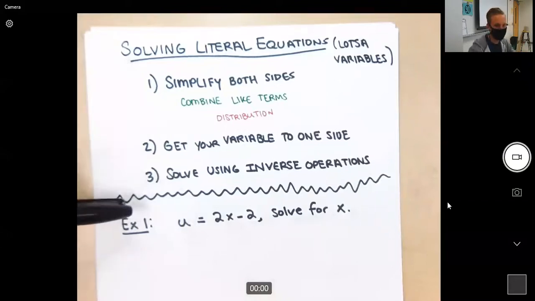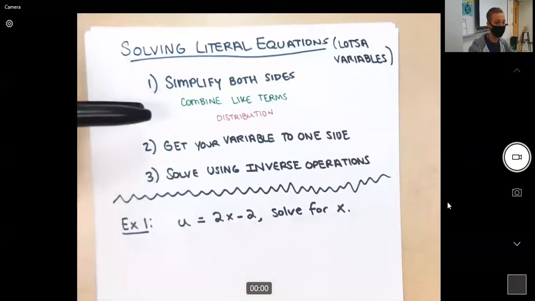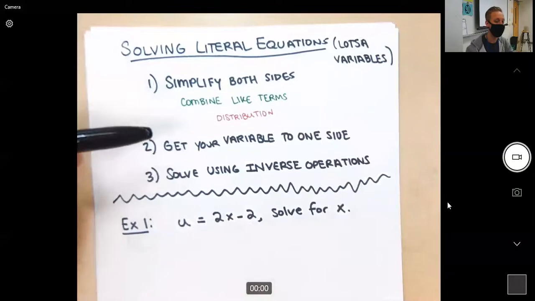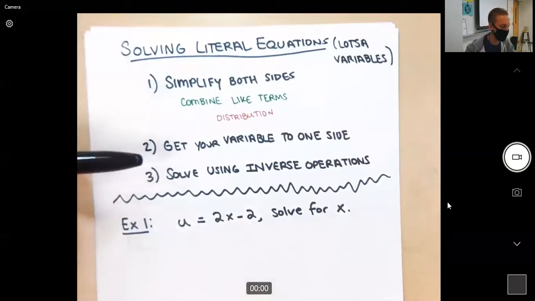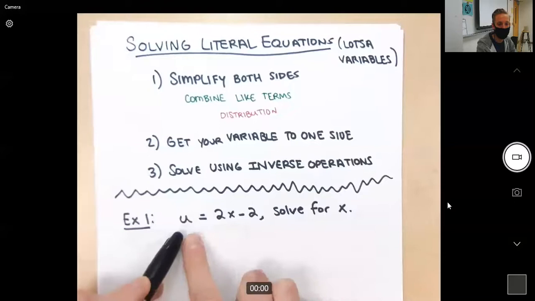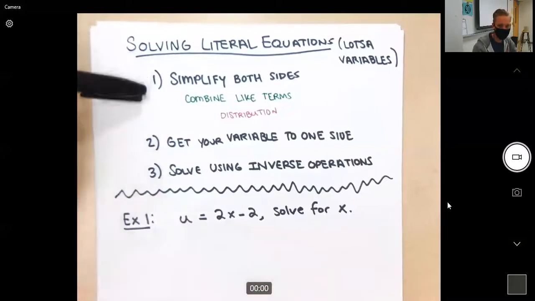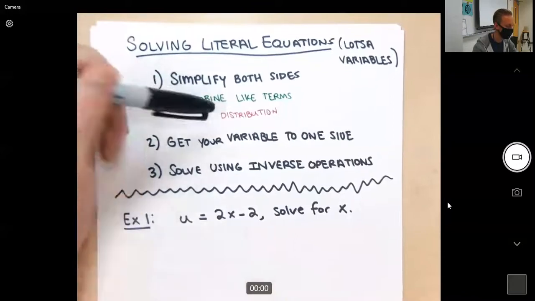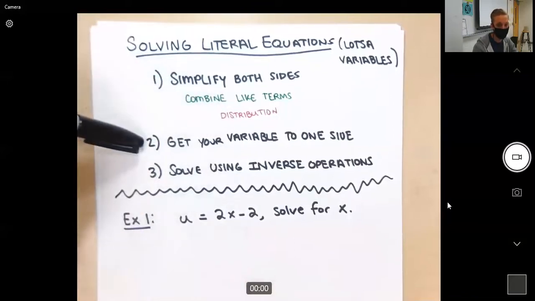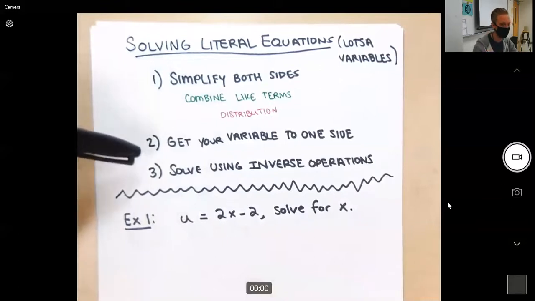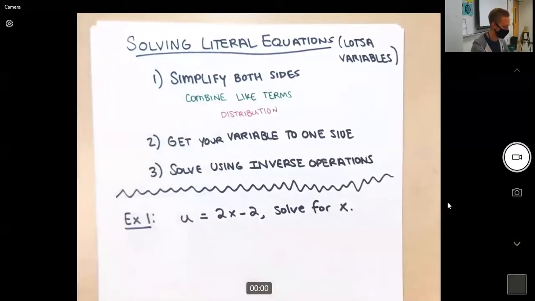It's the same exact steps we've seen for solving normal equations. It's just the answers are going to look weird because they're not going to be just numbers in the normal sense. They're going to be variables, right? So for this first one we solve for x, we're going to have a u in our answer. You'll see what I mean when we get there. But the 3 steps, let's review real quick. Simplify both sides, so make sure you combine like terms and distribute. Then get your variable you're solving for to one side, and then solve using inverse operations.